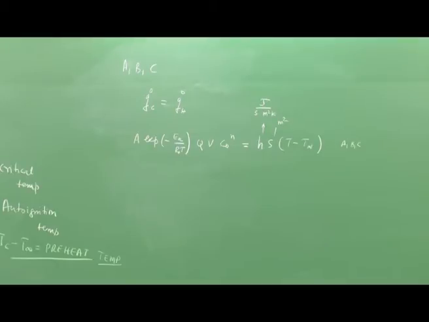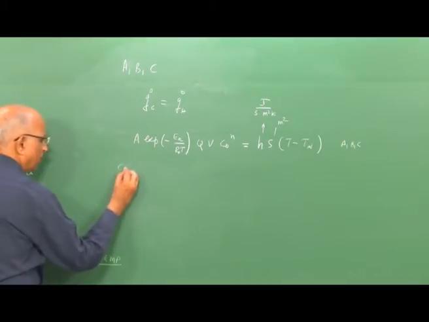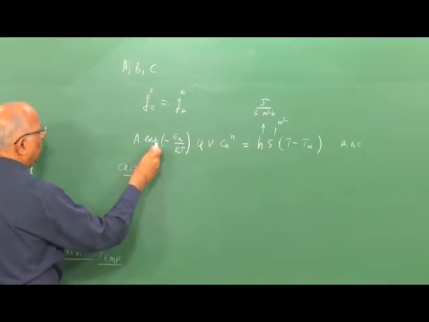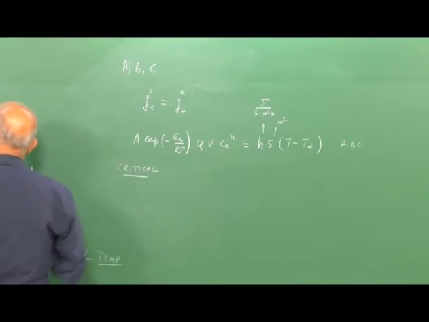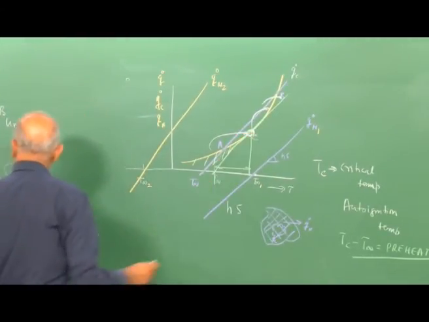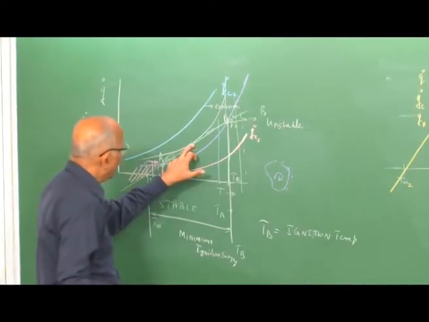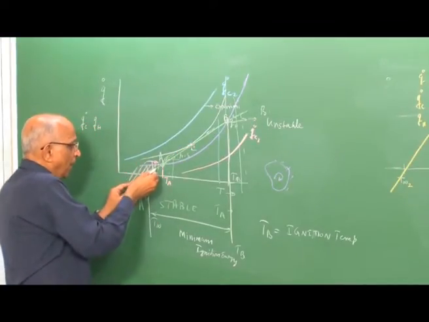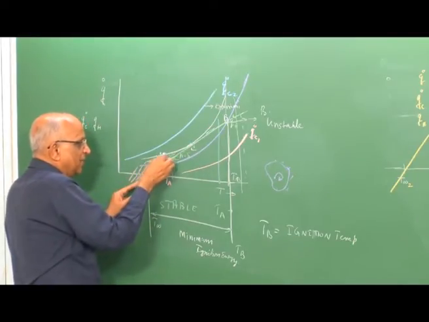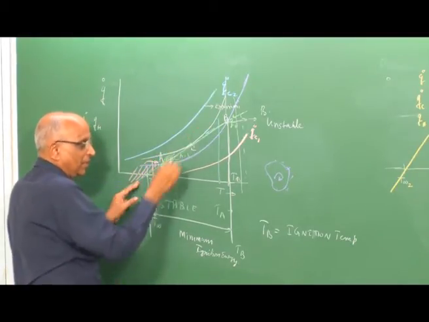Now, for the particular case of critical temperature, can I think in terms of any additional condition? This is true at points A, B, C. What is so specific about the condition at point C? I observe that the heat transfer line, or the heat loss line, is tangential to the heat generation line.